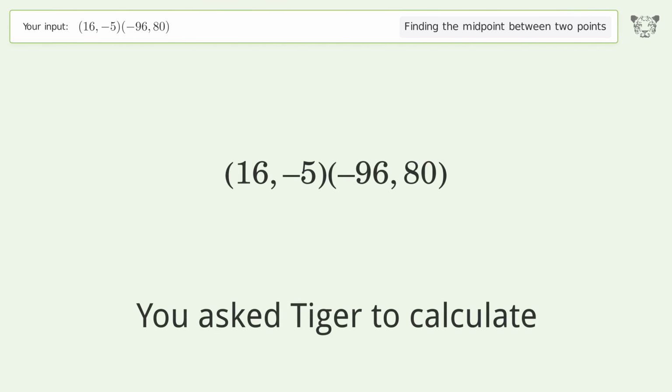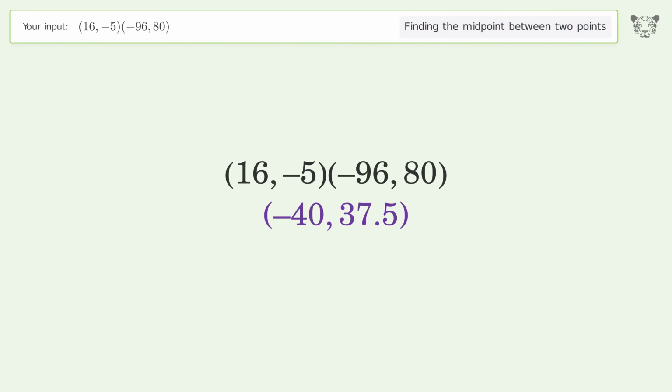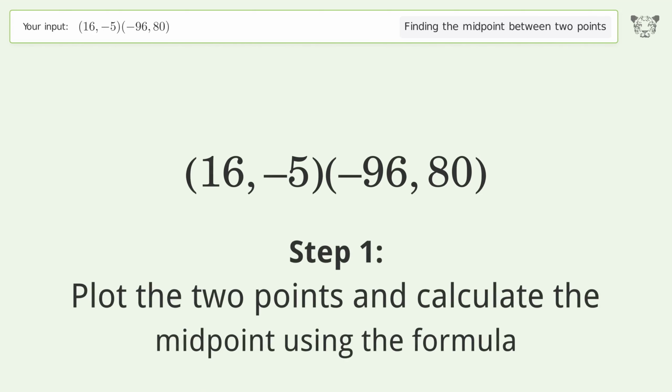You ask Tiger to calculate. This deals with finding the midpoint between 2 points. The midpoint between the 2 points is -40, 37.5. Let's solve it step by step. Plot the 2 points and calculate the midpoint using the formula.